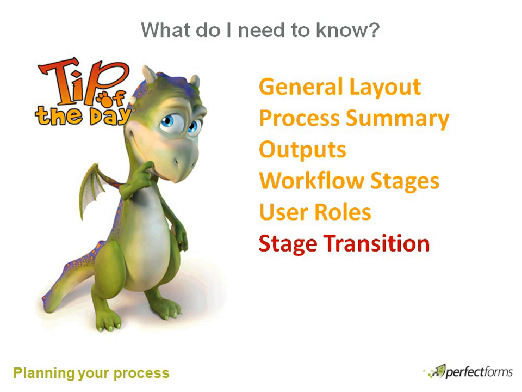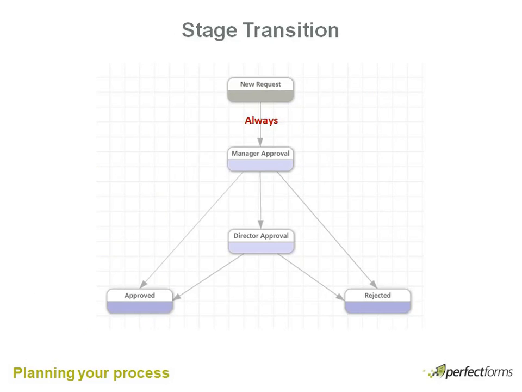We touched briefly on the subject of routing a request to another individual or group. That leads us on to the next topic, which is stage transition rules. Most processes will have a number of triggers that will be used to move the request through the different stages. Sometimes a request will always move to the next stage, but often there will be certain conditions that need to be met before any stage progression is made.